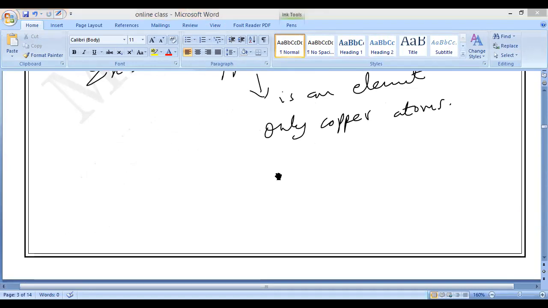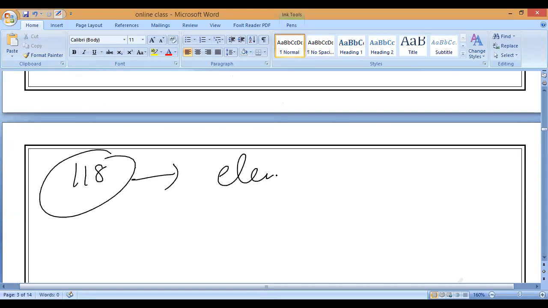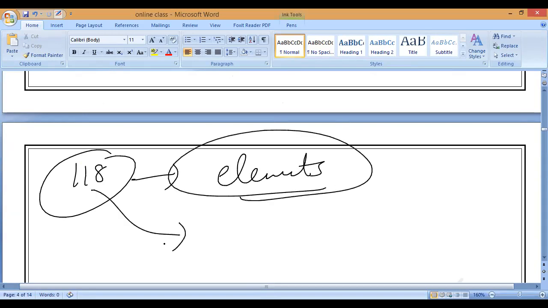So now, how many elements are there in our surroundings, in our nature? Total elements in the periodic table till now, we have 118 elements. Please write it. There are 118 elements known at present. According to your textbook, 115 only, but you can remember 118. Present today, and in this, around 92 elements occur in nature.